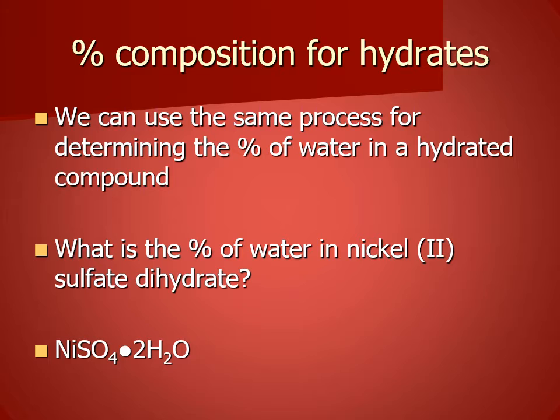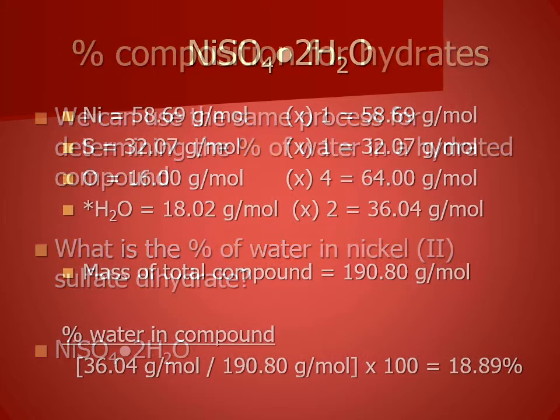We could use the same process for determining the percentage of water in a hydrate. Okay? So check out this example. What is the percentage of water in nickel 2 sulfate dihydrate? Well, here's the formula. Nickel 2 sulfate, nickel with a 2 positive charge, sulfate with a 2 negative, they cancel, so NiSO4, dot, 2 waters. So I'm looking for the water. This is my part, but I have to do the whole thing as well. So let's move on and see what that answer looks like.